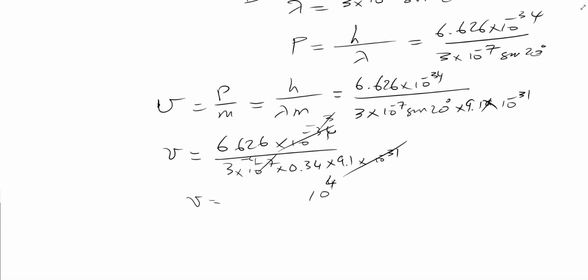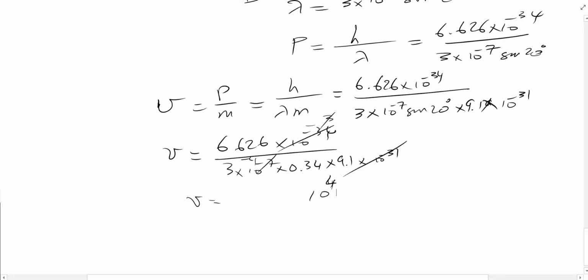So it's going to be 6.626 divided by open parentheses, 3 times sine of 20 degrees, 0.34, times 9.1. Okay, and the number is 0.7. So it's really a very tiny velocity, so this is well justified.